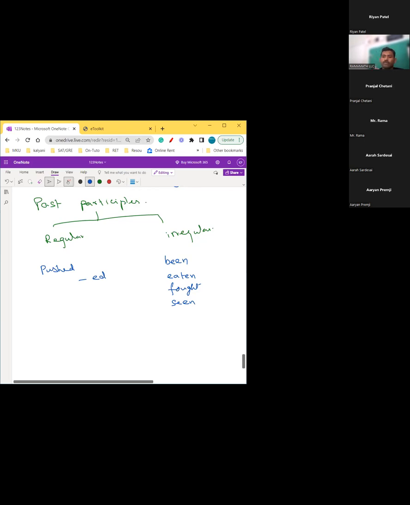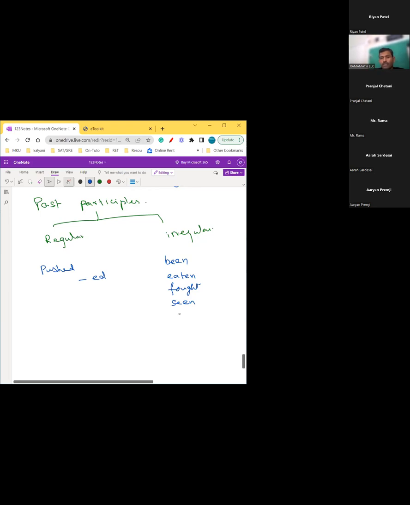Also, we use past participles with the helping verb to have. For example, I have eaten, or I can say I had eaten. Those are the ones, the past participles, we use with those helping verbs to make more sense out of them.